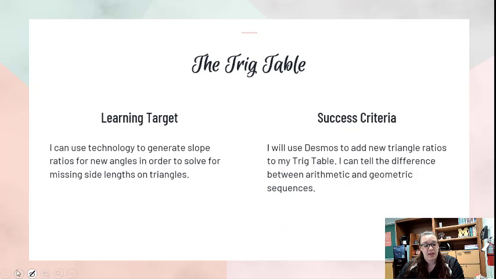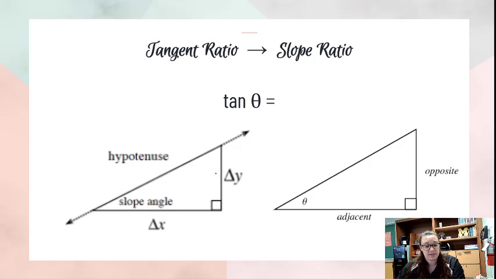Let's jump in and look at a picture that we've seen a few times now. So here is our slope triangle with change in y and change in x, or rise over run like we're used to, as well as this picture where we're starting to think about the sides as opposite, adjacent, and hypotenuse. As we learned last time, the tangent ratio is the same as the slope ratio, and the slope ratio we think about as change in y over change in x. But in this case, for tangent, we're going to think about it as opposite over adjacent.